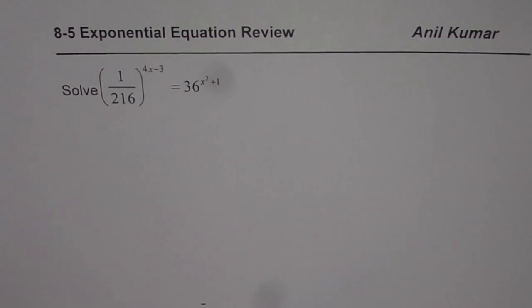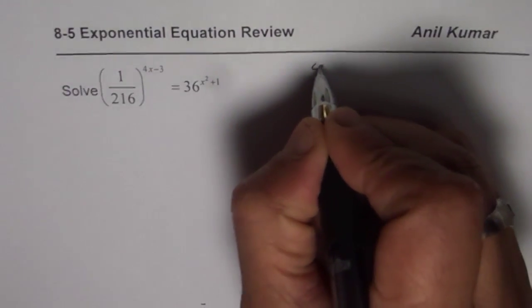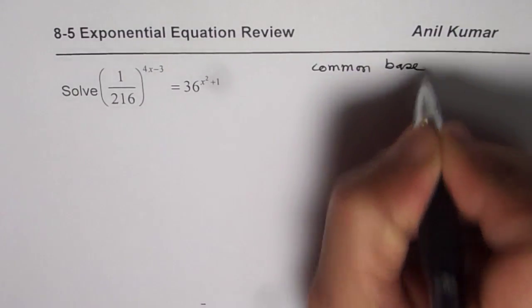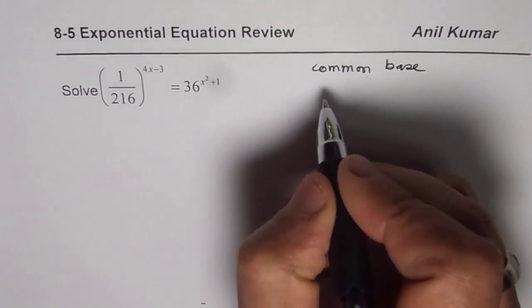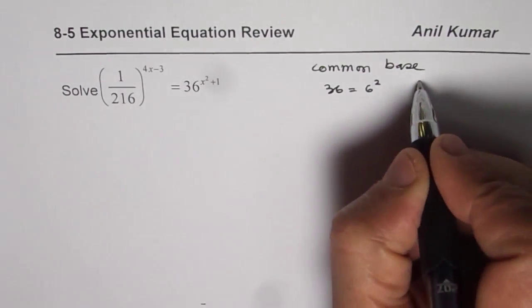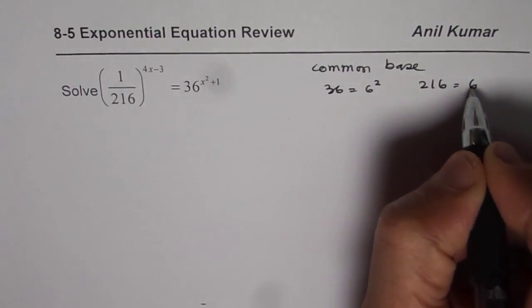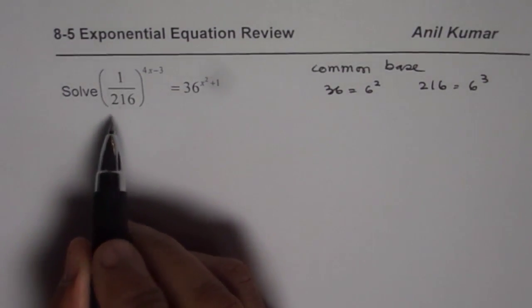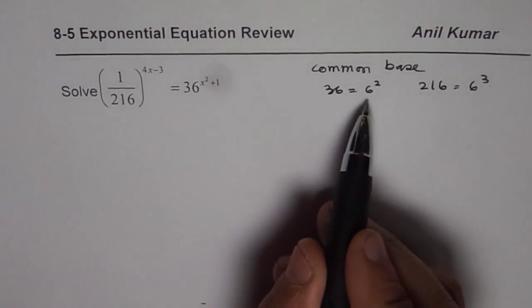Strategy, very simple. We have to have a common base on both sides. So 6 could be a common base, right? We could write 36 as 6 squared, and we can write 216 as 6 cubed. So 6 is a common base. So let's begin by changing these numbers to the base 6.